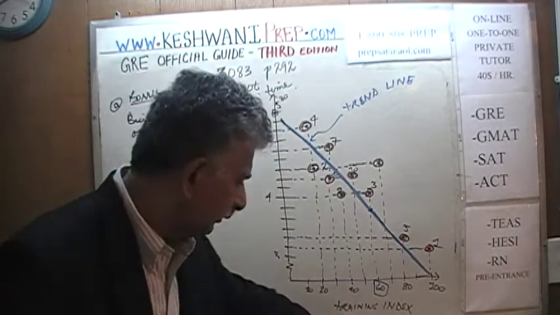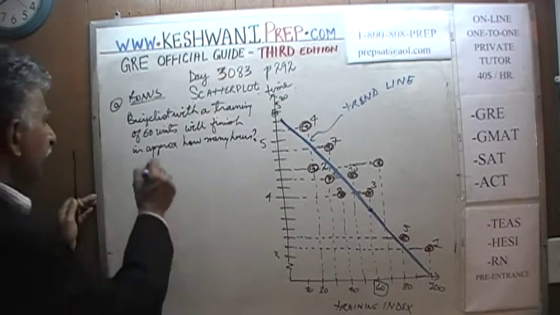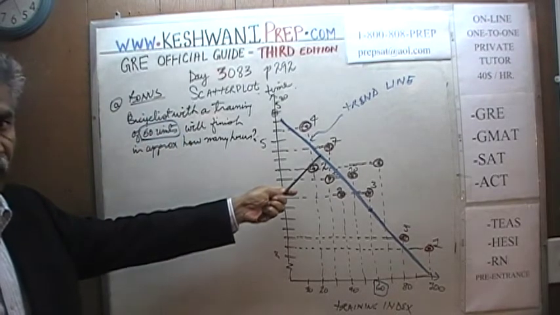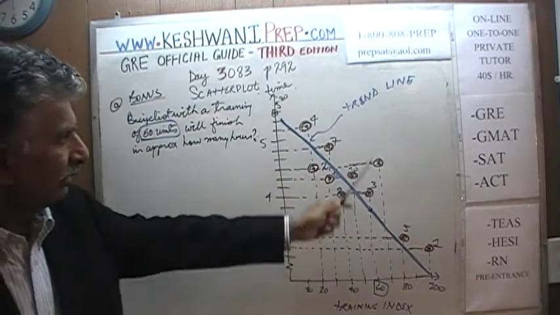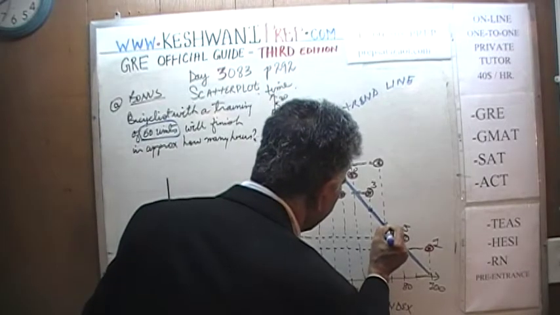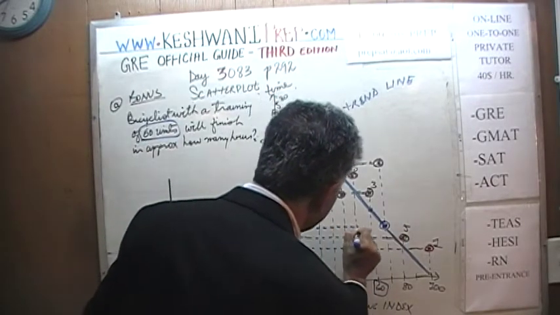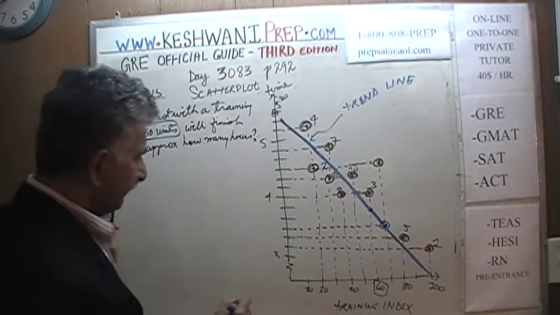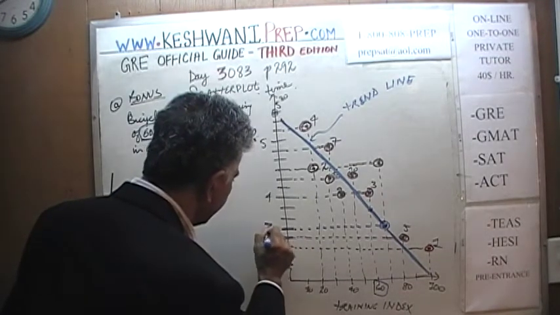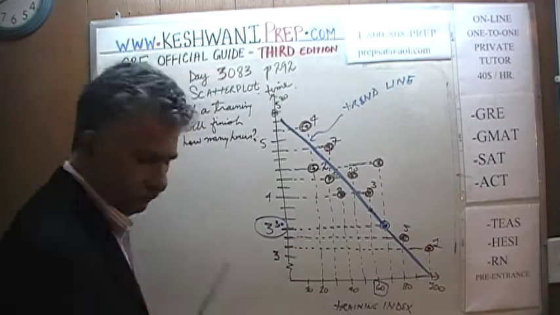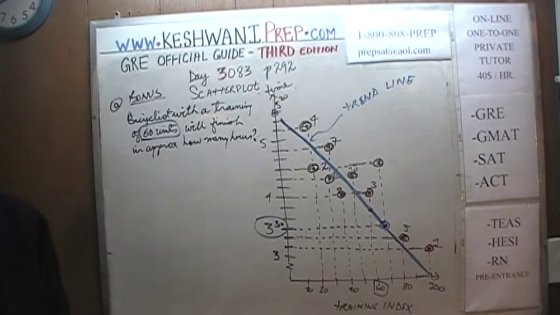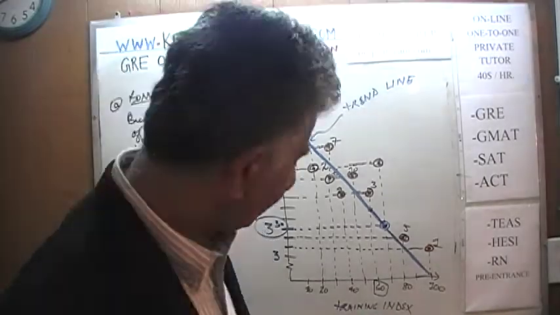And the question was, if I were to train for 60 units, then what does the trend line predict that my finishing time is going to be? The trend line predicts that if I train for 60 units, I should be able to finish that race in this much time. Looks like this much time right here. Oh, voila. And this was 3 hours. 310, 320, it looks like 330 to me. That's all it is. So, a bicyclist with a training of 60 units will finish in approximately how many hours? The answer is 3 hours and 30 minutes.